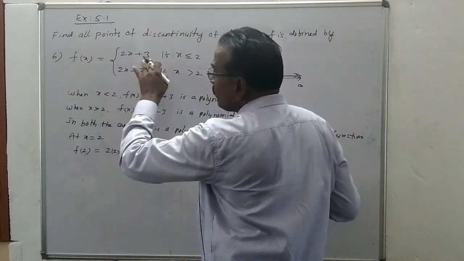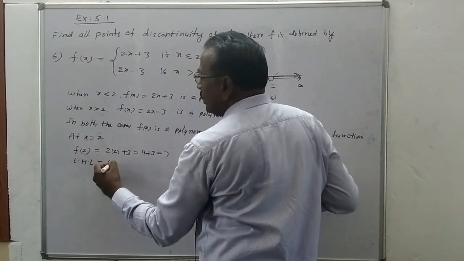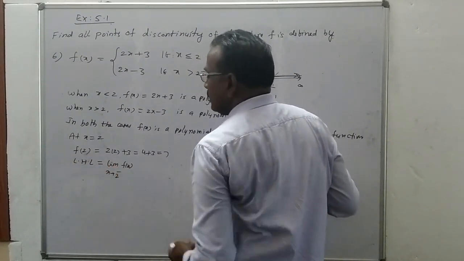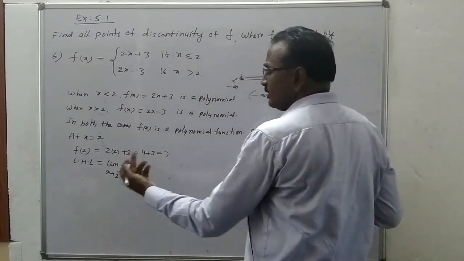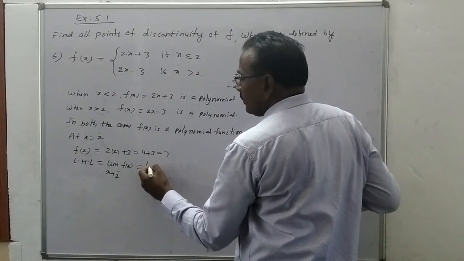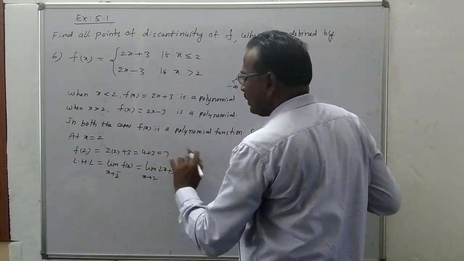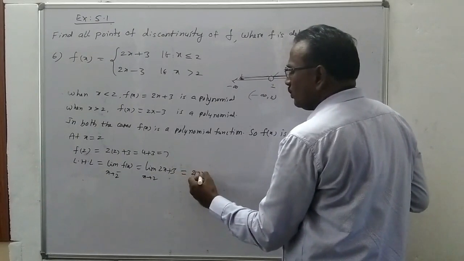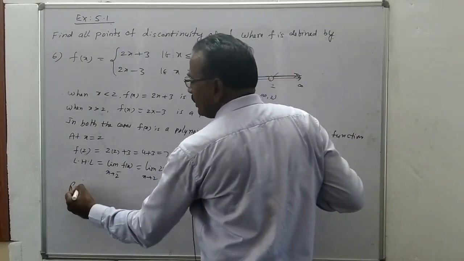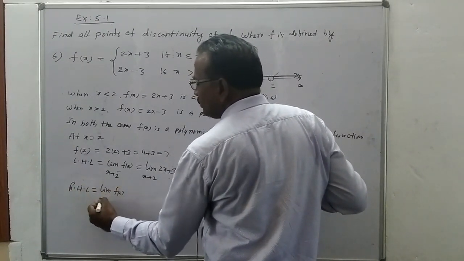Because the given function f of x is in piecewise form. Here the left hand limit is limit of f of x as x tends to 2 minus. X tends to 2 minus means x is less than 2. When x is less than 2, the function is 2x plus 3, so as x tends to 2, by direct substitution, 2 into 2 plus 3, the value is 7. The left hand limit exists.